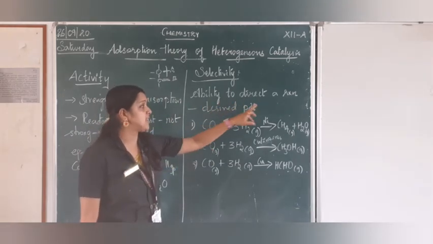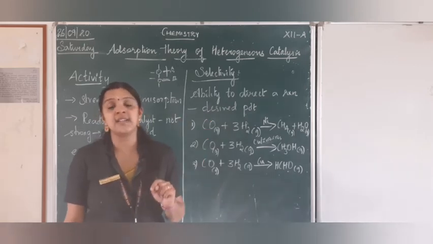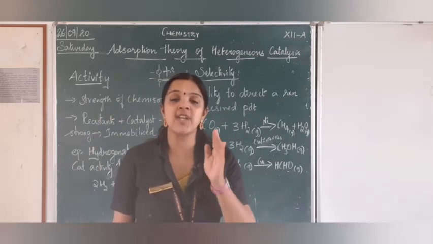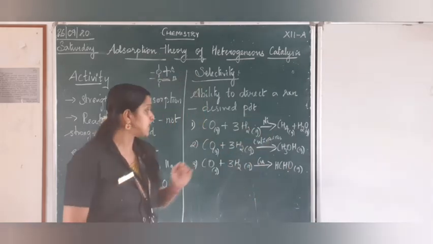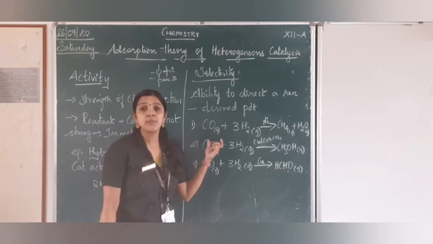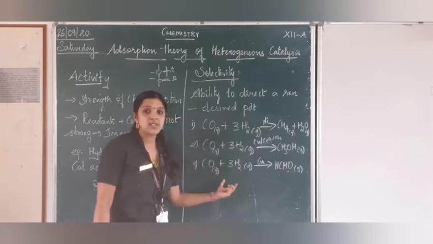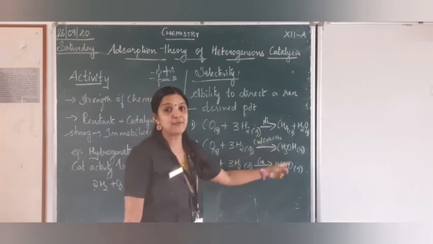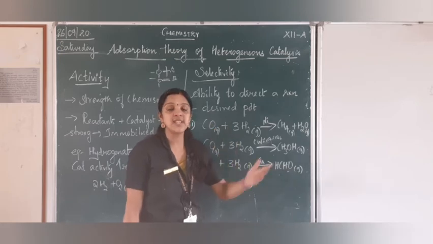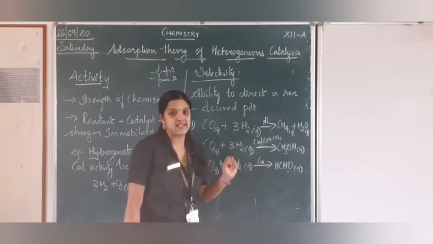Selectivity is the ability to direct a reaction to get the desired product. You are directing the reaction. You decide which catalyst I am going to use, and that decides the product I get. Example, you can see carbon monoxide when it reacts with hydrogen, in all the three reactions I am using the same reactant, but I am getting three different products. What is the reason? The simple reason is the use of three different catalysts.